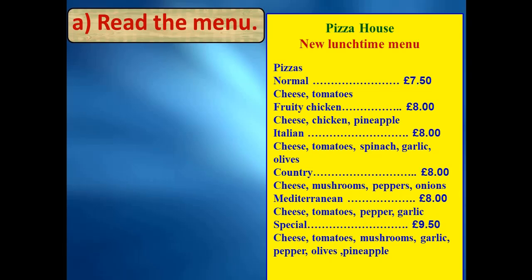We have also Italian pizza, £8, cheese, tomatoes, spinach, garlic. You know what's the meaning of garlic? Thum, olives, and zaytun. Country pizza, £8 also. Cheese, mushrooms. You know what's the meaning of mushrooms? Pepper, al-filfil, onions, al-basal. We have also the Mediterranean pizza, £8. It contains cheese, tomatoes, pepper, garlic. And we have also the special pizza. It's £9.50. It contains tomatoes, mushrooms, garlic, pepper, olives, and pineapple.